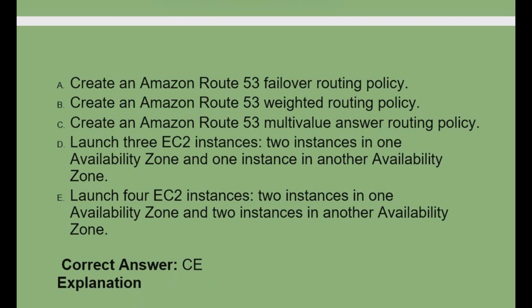Option A, create an Amazon Route 53 failover routing policy. Option B, create an Amazon Route 53 weighted routing policy. Option C, create an Amazon Route 53 multi-value answer routing policy. Option D, launch 3 EC2 instances, 2 instances in one availability zone and 1 instance in another availability zone. Option E, launch 4 EC2 instances, 2 instances in one availability zone and 2 instances in another availability zone. Correct answer is option C and option E.